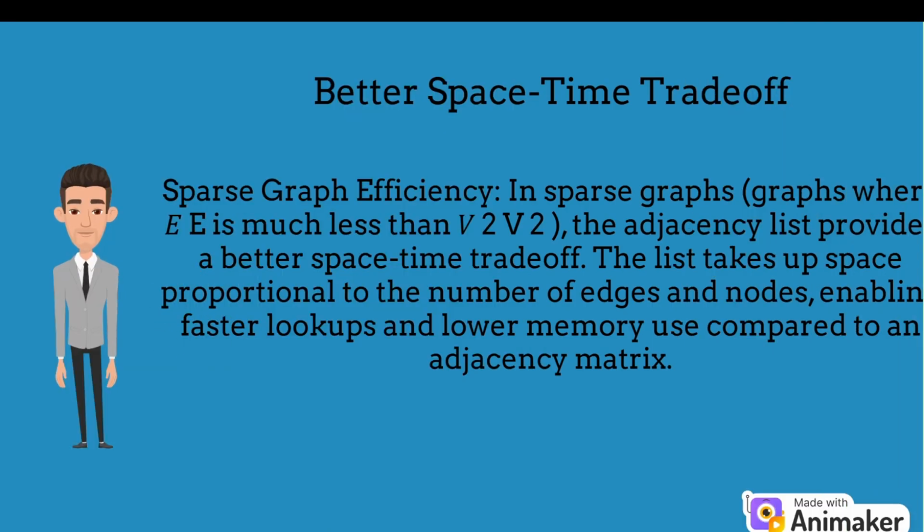Better space-time trade-off. Sparse graph efficiency. In sparse graphs, the adjacency list provides a better space-time trade-off. The list takes up space proportional to the number of edges and nodes, enabling faster lookups and lower memory use compared to an adjacency matrix.